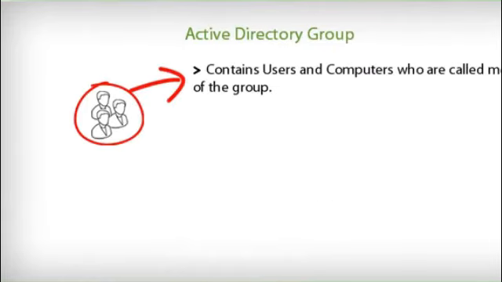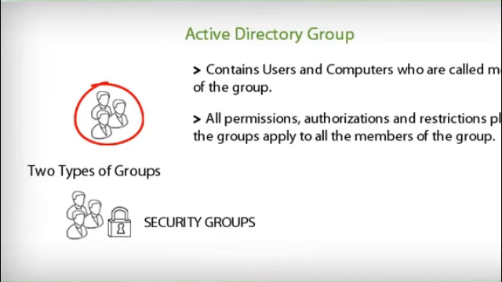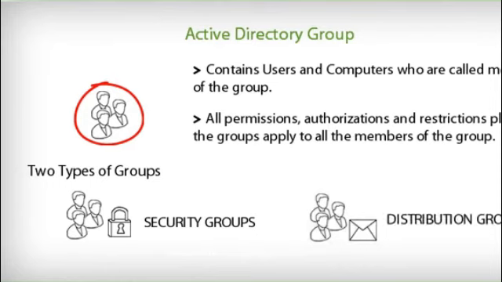Active Directory group. A group contains users and computers who are called members of the group. All permissions, authorizations and restrictions placed on the group apply to all the members of the group. There are two types of groups. Security groups are used to grant permissions and set restrictions on users to resources. Distribution groups are used to send email messages to a group of users.